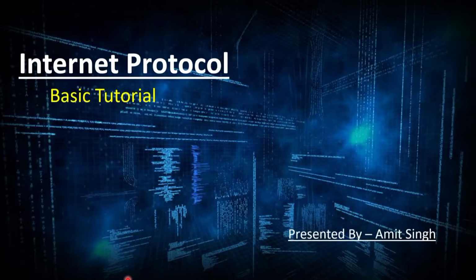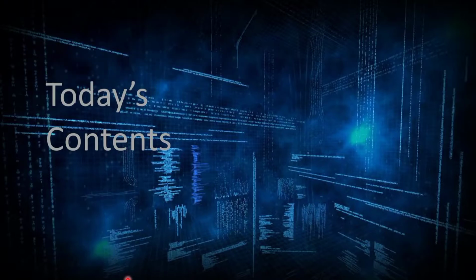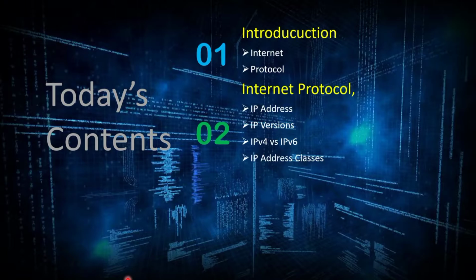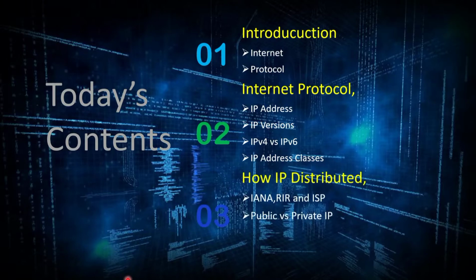So today I have brought for you a basic tutorial on internet protocol. In this tutorial we are going to cover the introduction of internet and protocol, then what is internet protocol, about IP address, IP versions and the difference between IP version 4 and version 6, and then types of IP classes, and in the last the distribution of IP addresses. In this we also discuss public and private IP address.